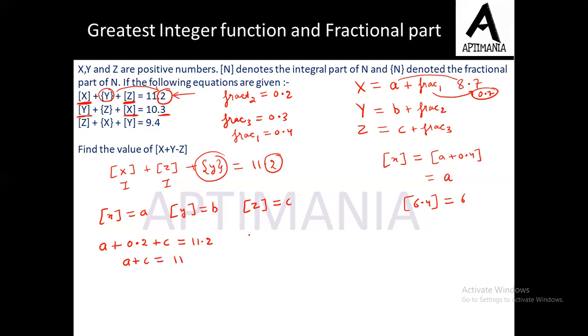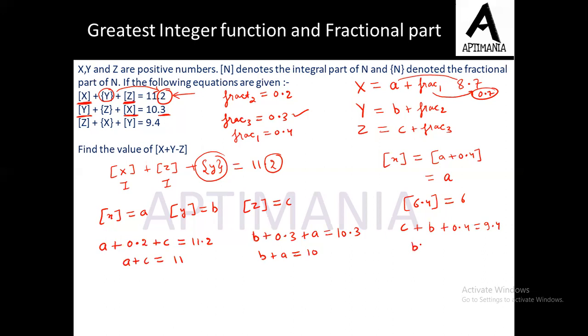Second condition: we have greatest integer of y, that is b, plus fractional part of z, that is 0.3, plus the greatest integer value of x, that is a, and this must be equal to 10.3. So from here we can say that b plus a must be equal to 10. And in the last equation we have the greatest integer value of z, that is c, the greatest integer value of y, that is b, and the fractional value of x, that is 0.4, and this must be equal to 9.4.